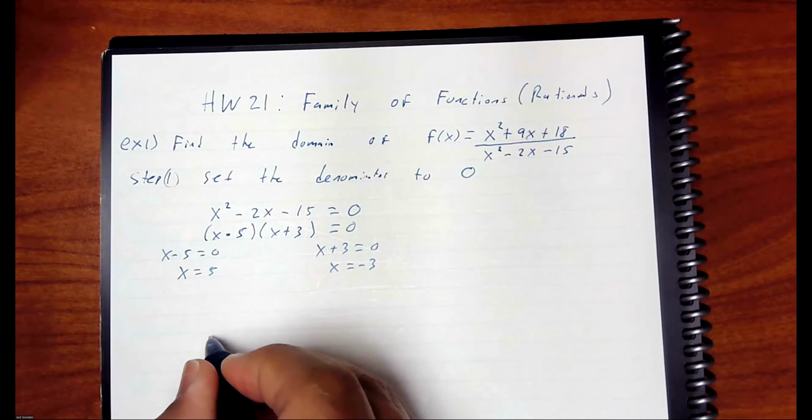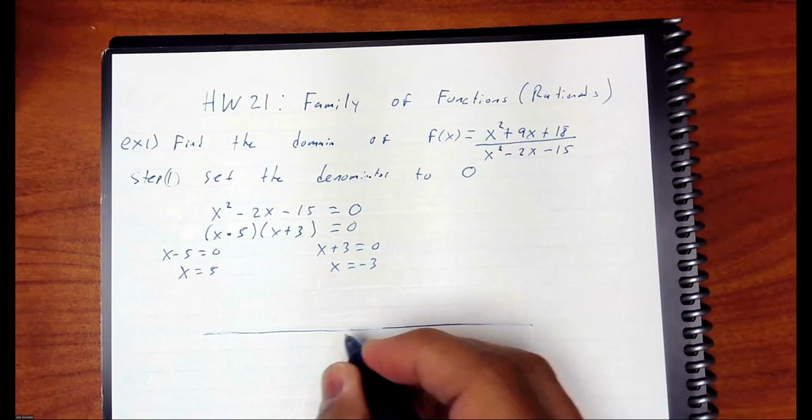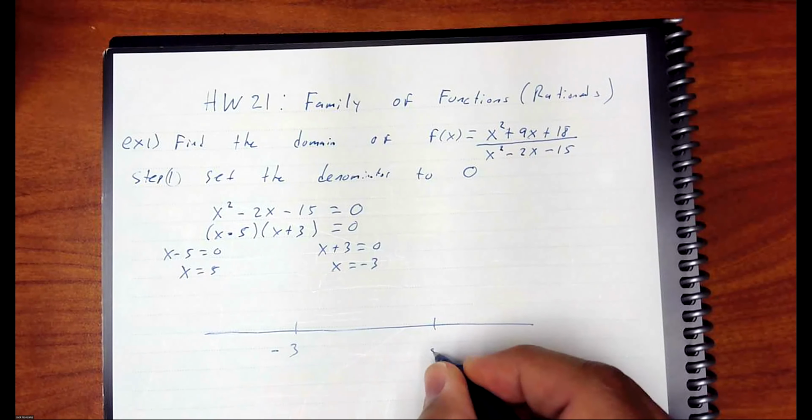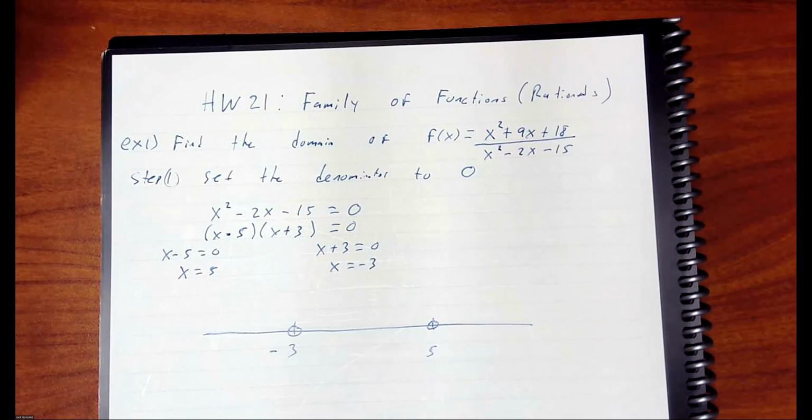The way I like to do it is make a number line. So let's say -3 is somewhere over here, 5 is over here somewhere. These are holes that I cannot deal with. So create the domain around those problems.